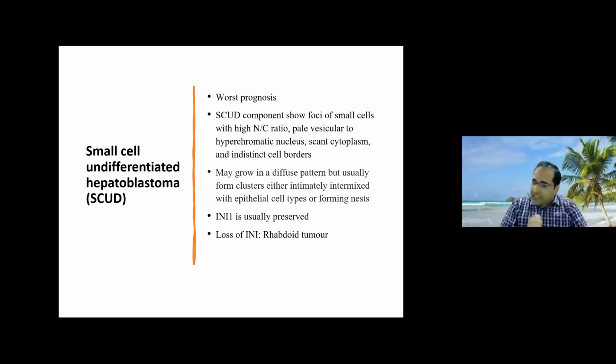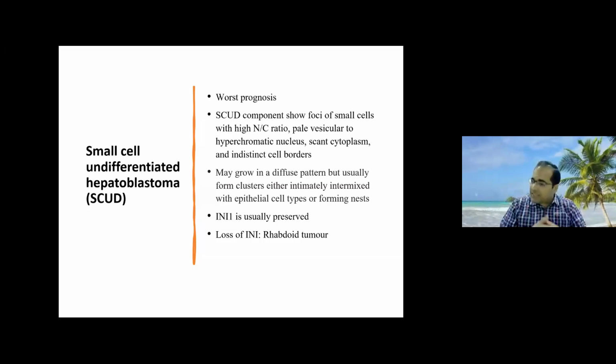They may grow in diffuse pattern or can occur focally. And usually in these panels, the INI1 is preserved. INI1 loss is a marker of rhabdoid tumors, which I'll show you later. In these small cell areas, what you see in hepatoblastoma, INI1 is preserved. So they are not rhabdoid tumors. They are part of the hepatoblastomas with INI1 preserved.